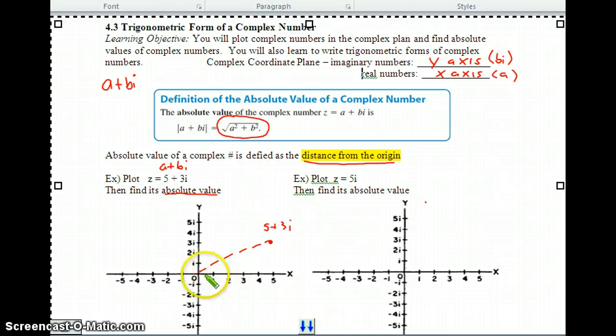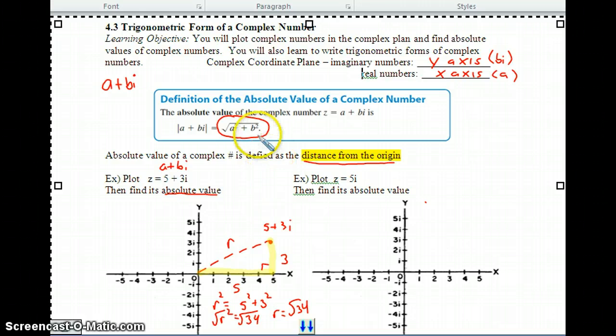If I draw a right triangle here, like so, we could find this distance just by using the Pythagorean theorem. This horizontal distance would be 5, this vertical distance is 3, and so we would use the Pythagorean theorem to find this side. We'll call it r. We would say r squared would be equal to 5 squared plus 3 squared, and that would end up with 25 plus 9, which would be 34. And then to get r by itself, we would take the square root.